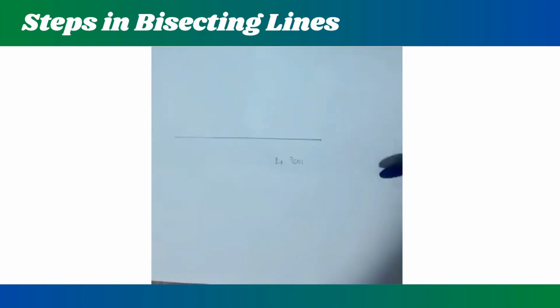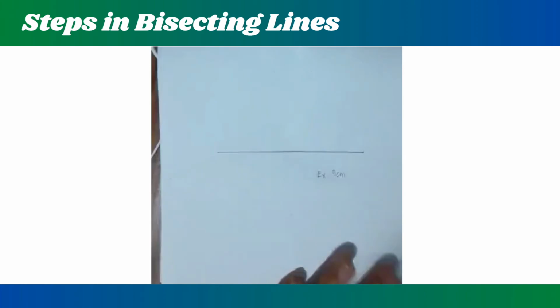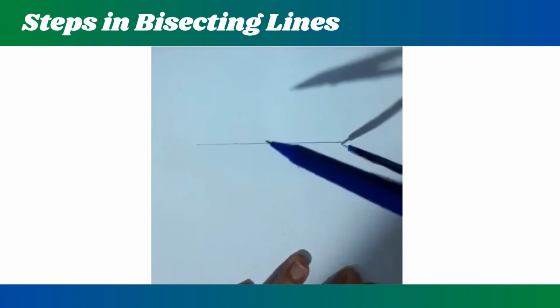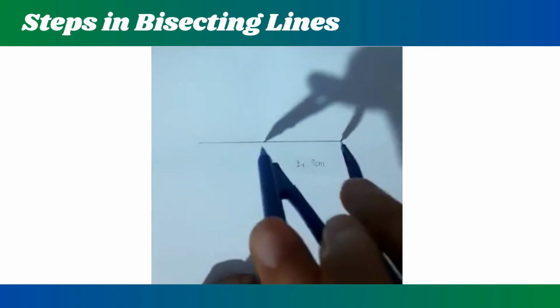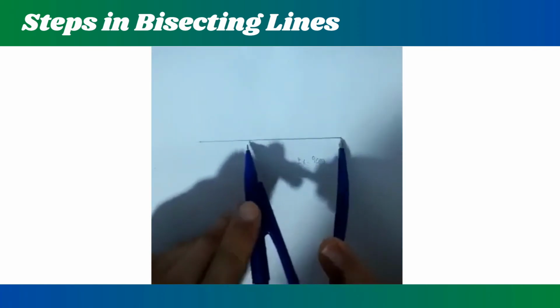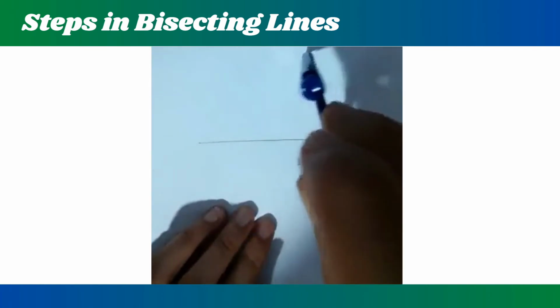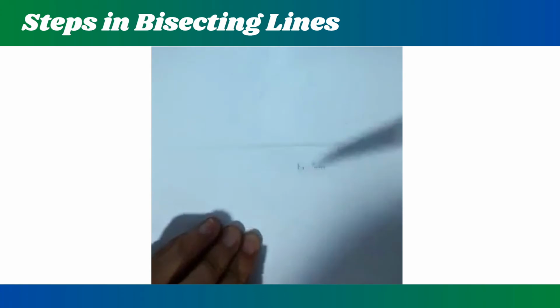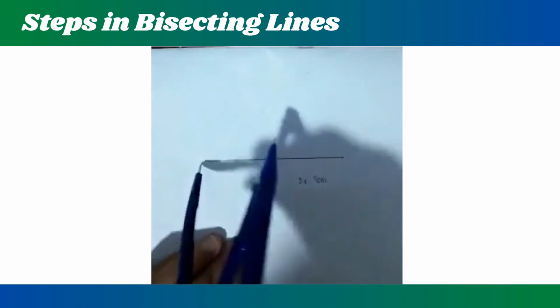Here is the example. The 9 cm line will be divided into half. First, strike an arc at the top and bottom of the line.